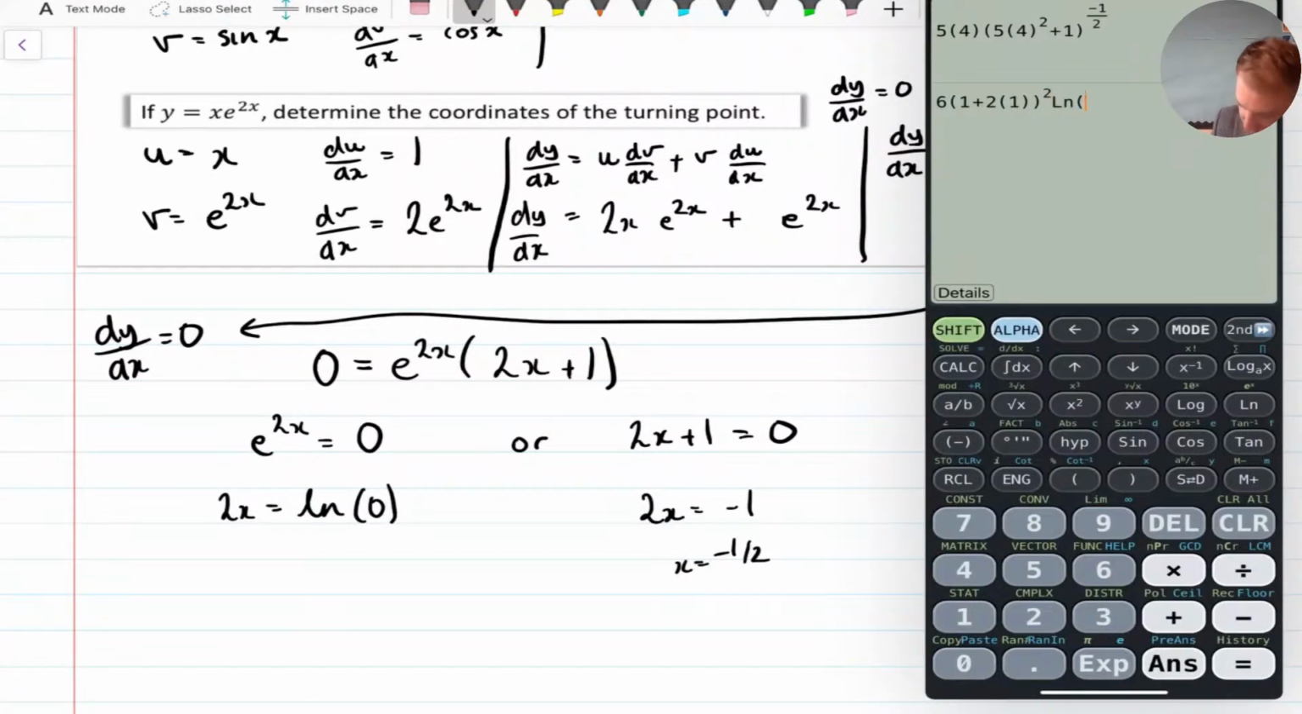ln of 0, just check it. Sorry, ln of 1 would be equal to 0, wouldn't it? ln of 0 goes off to infinity, doesn't it? Checking this in my head. Yeah, I think that's right.